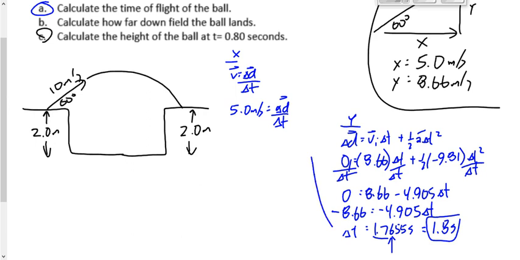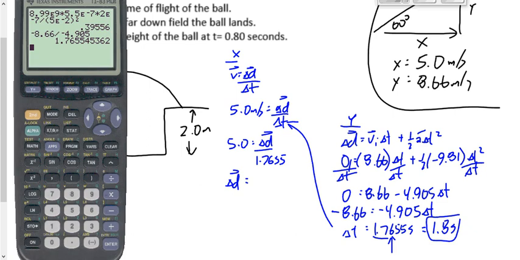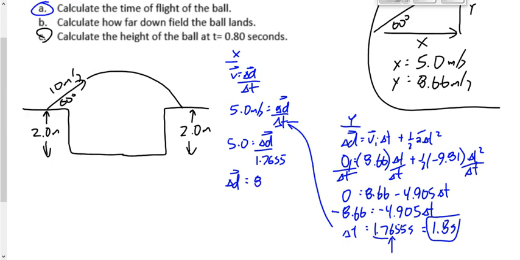Now let's take this and sub it into here. Nice thing about your TI-84 calculator or your TI-83 is that it stores that unrounded number in it, 1.7655 seconds. Multiply that by 5 to get it to the top, and we end up with 8.8277 or 8.8 meters. Okay?